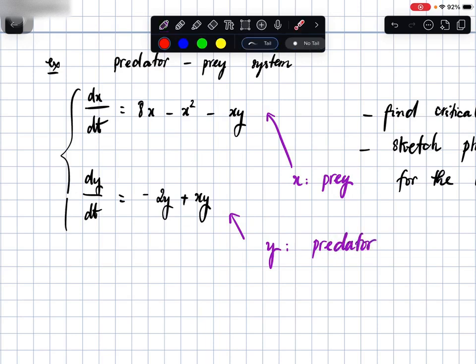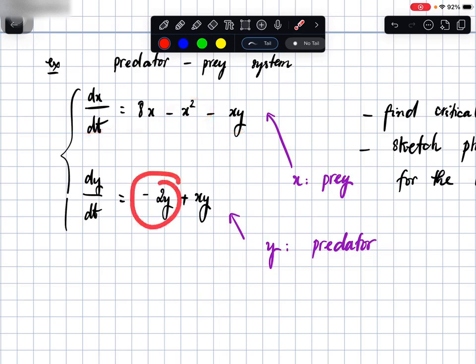Another note: we say that x is logistic because it has a term minus x squared here. When x is small, this term is small. But when x is big, x squared is much bigger than 8 times x, so growth dies out when x is big. So there is an upper bound. Think of animals of the same species competing with each other over the environment. Maybe they don't have enough space or resources to live. So they cannot continue growing forever. The x population is logistic.